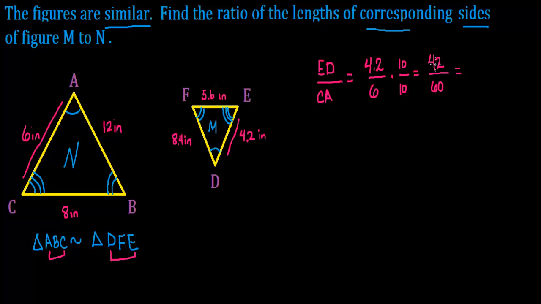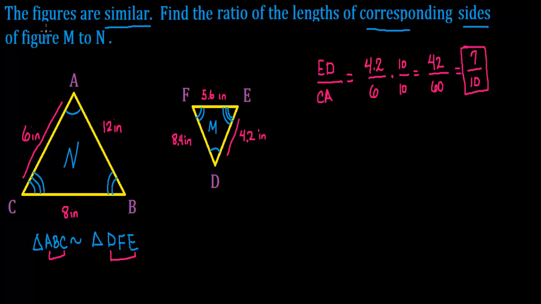Here's your ratio, and what you need to do next is simplify it to lowest terms. Notice that between 42 and 60, there's a common factor of 6. So if I divide 42 by 6, I get 7, and if I divide 60 by 6, I get 10. And here is the ratio of the corresponding sides, 7/10. Okay, that's one side. Now let's do another side.